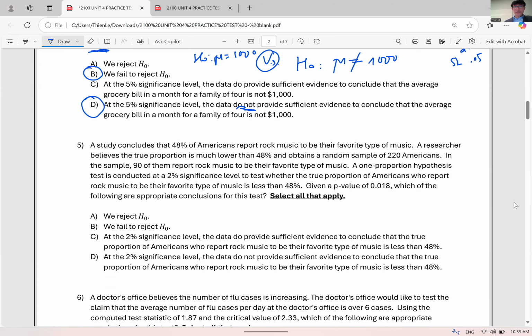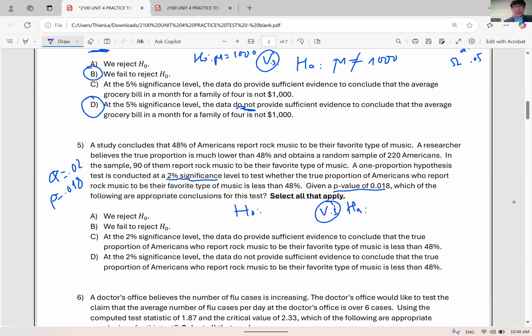Here, a study concludes that 48% of Americans report rock music to be their favorite type of music. We talk about percent, so we talk about proportion. A researcher believes that the true proportion is much lower than 48%. In a sample of 100 Americans, 90 of them report rock music to be their favorite type of music. They collect data and conduct the test at significance level alpha 2%. These are things you need to look at. And the p-value is 0.1018. I think it's similar to what we did in 4. We also need to specify the alternative and the null.